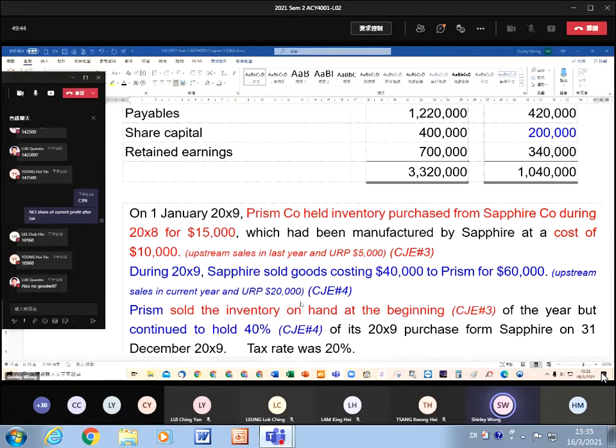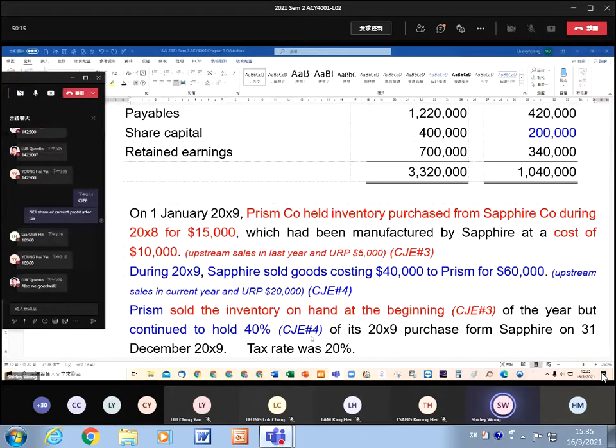The first part is you need to know how much is being sold and how much is remaining. And in the paragraph here, it says that Prism sold the inventory on hand at the beginning of the year, but continued to hold 40% of its purchase in 2009. Therefore, of the purchase in 2009, they still hold 40%. That means 60% is already sold, so you can recognize the profit, while 40% is still in the inventory. You cannot recognize this profit; you need to recognize it as the unrealized profit.